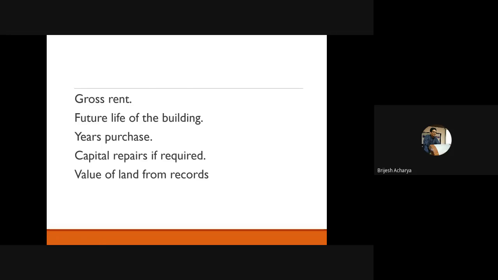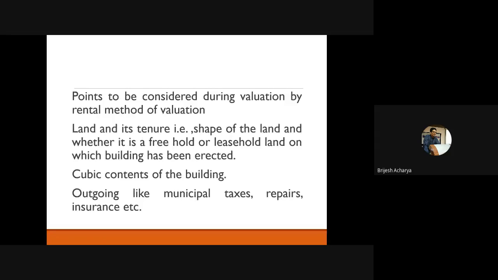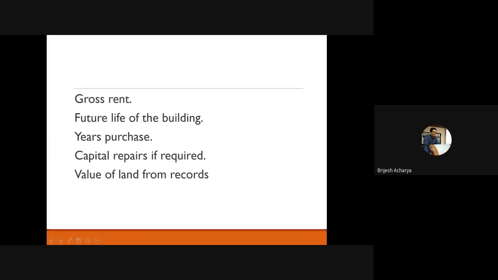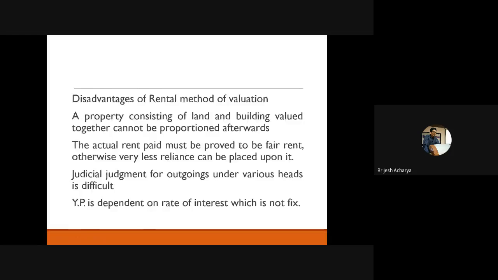So these are the factors one has to keep in mind while carrying out valuation using the rental method of valuation: land and tenure, cubical content, outgoings, gross rent received, future life of the building, years purchase, and capital repairs required to maintain that future life of the building.